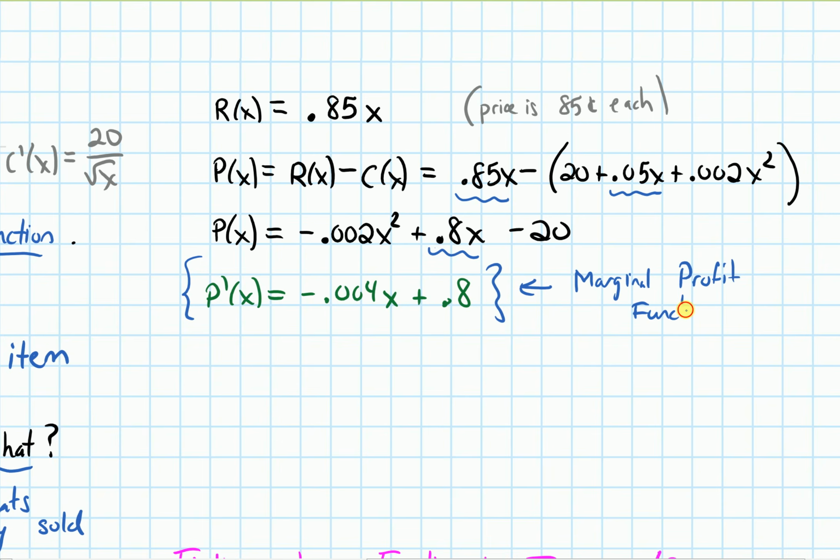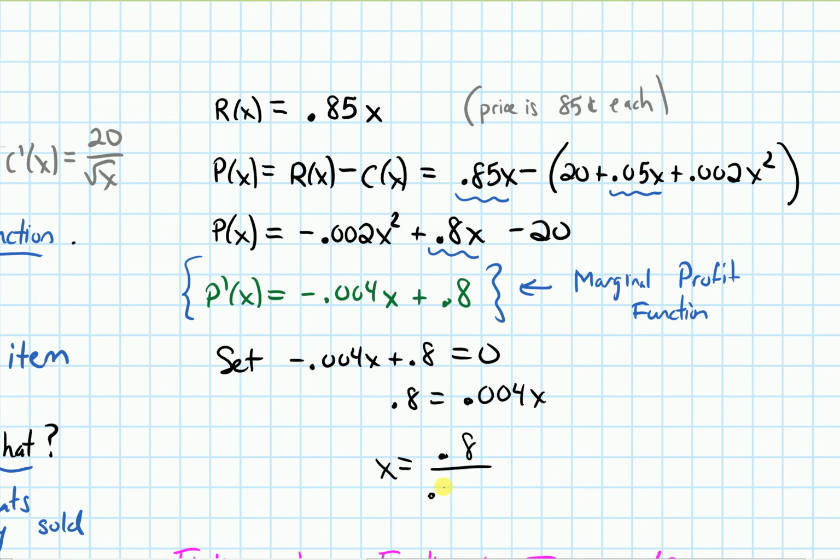So we have our marginal profit function, so now we set this equal to 0. So let's set negative 0.004x plus 0.8 equal to 0. Rearranging, if I move the 0.004 term to the right, we get 0.8 equals positive 0.004x. And then if I isolate x, we get x equals 0.8 divided by 0.004. And then I could simplify this. Let's rewrite everything as a fraction. So 0.8 is 8 over 10, and 0.004 as a fraction would be 4 over 1,000.